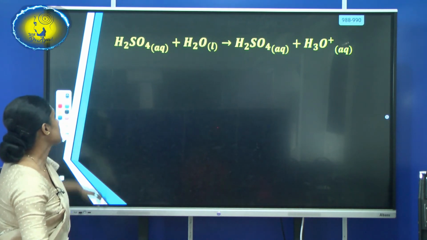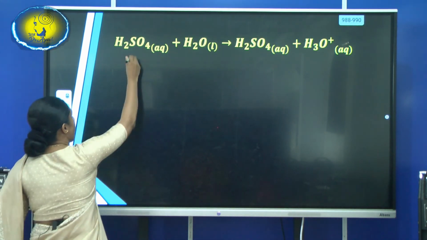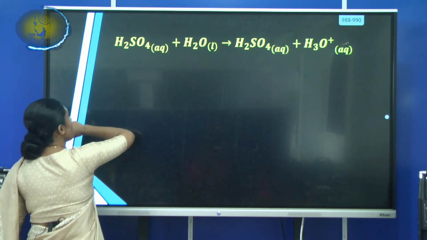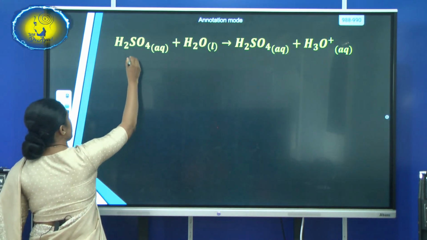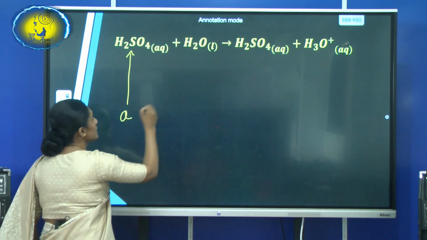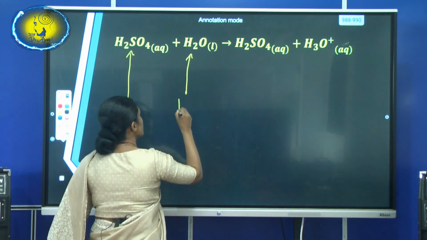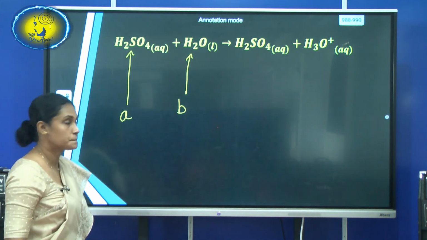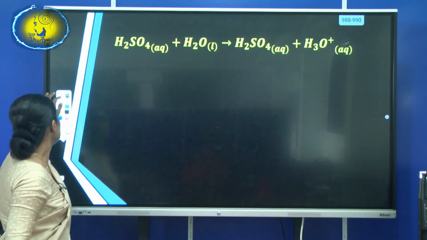The next part, sulfuric acid and water. So what do you know about sulfuric? Yes, we discussed sulfuric is a strong acid. Ultimately this one goes to a base, right?